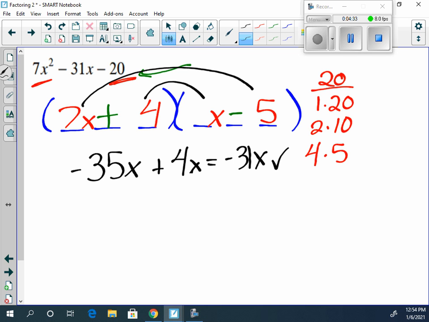So this here really is the exact same thing we did. It's just now instead of having x and x, we have 7x and x. We'll have numbers in front of the variable. That's going to be the only real difference for this here.